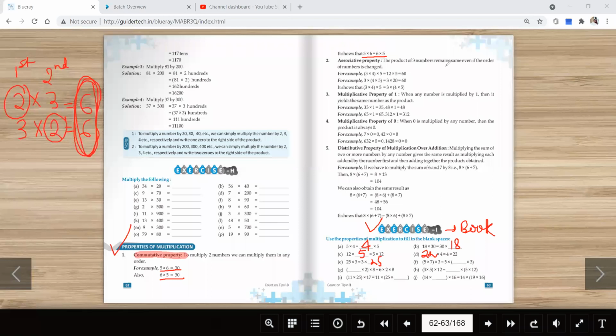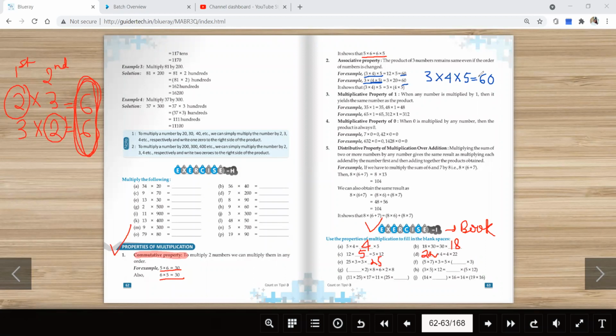Associative property, what they are saying: the product of three numbers remains the same if the order of the numbers is the same. Now here comes the example directly. 3 into 4 into 5, the answer is 60. 3 into (4 into 5), here the first bracket is given over 4 and 5, but the answer is 60. Or we can write like that (3 into 4) into 5. Here also the answer will come as 60.